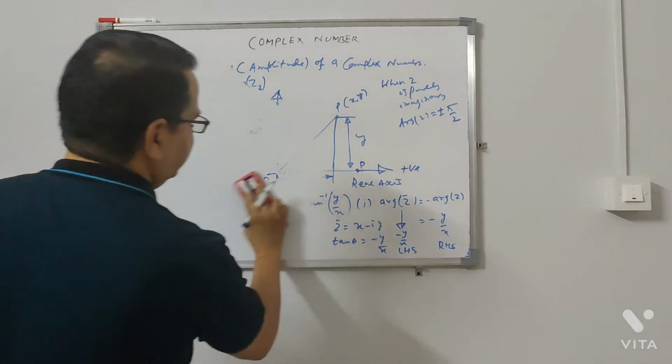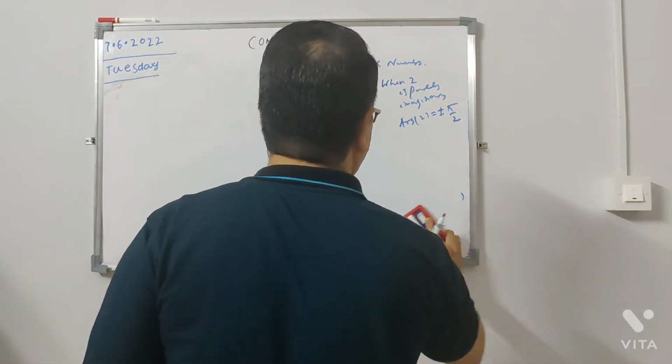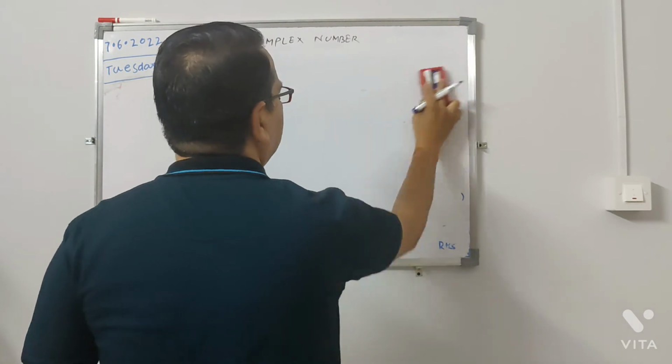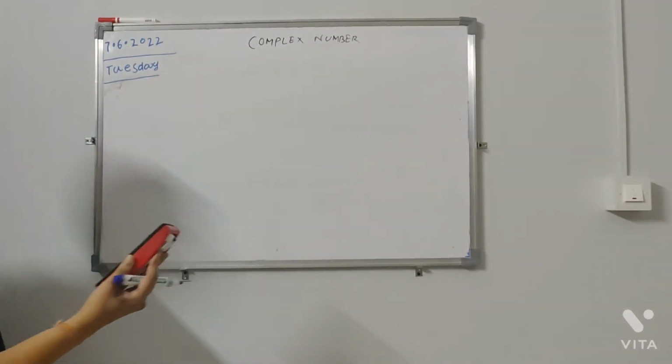So these important points you just remember because you don't have much time to derive all these things. But it's not anything difficult to derive. These are simple things.